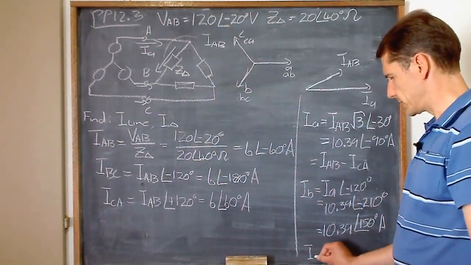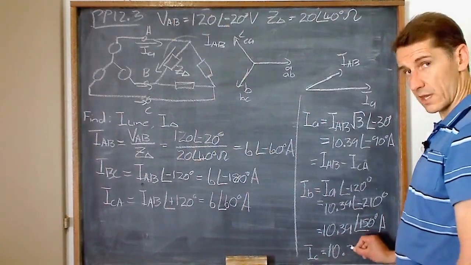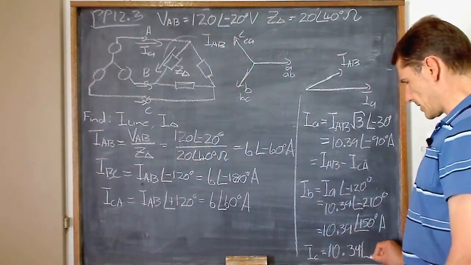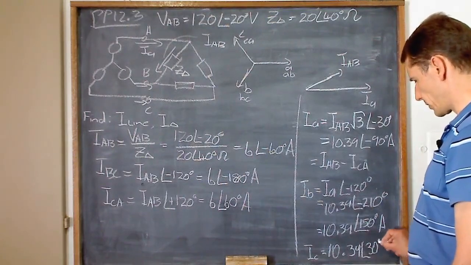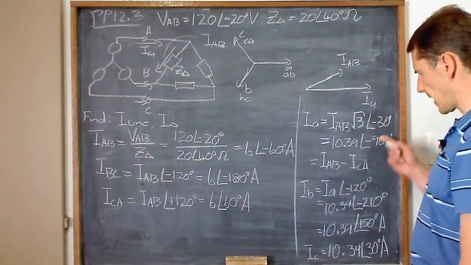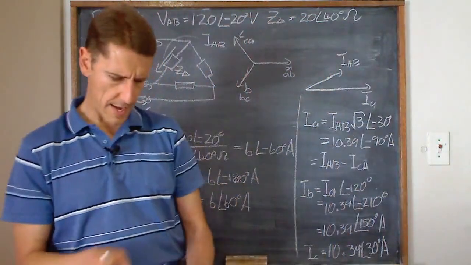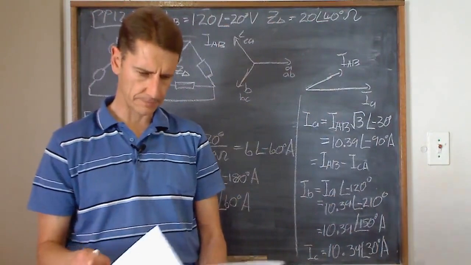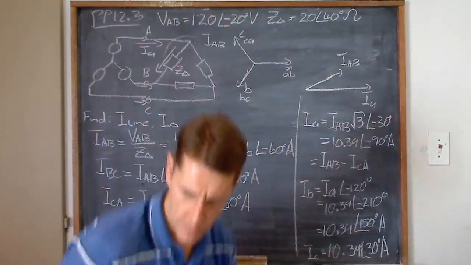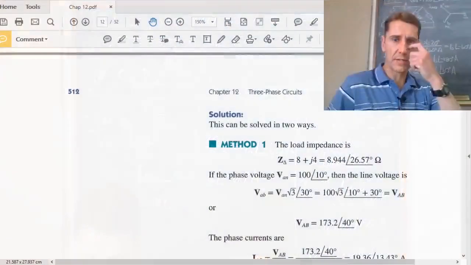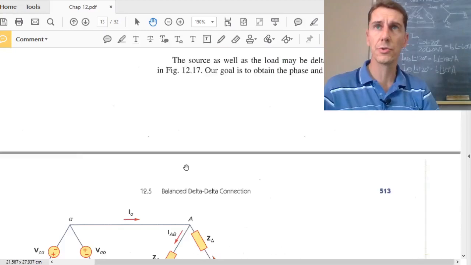And then for IC, it is IA, the 10.39, and then you add 120 to the minus 90 degrees, so it's going to be 30 degrees amps. So we've just added the 120 degrees. So that's it for a Wye-Delta circuit. Let's quickly look at the Delta-Delta combination circuit, very quickly, just the theory behind it, and then we're immediately going to jump into another example.